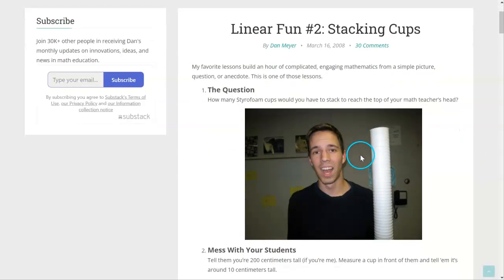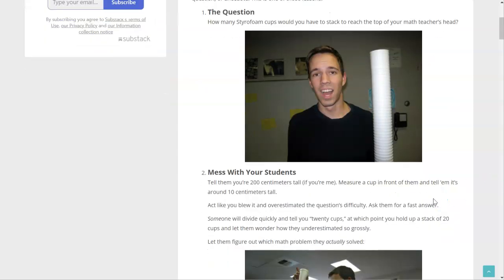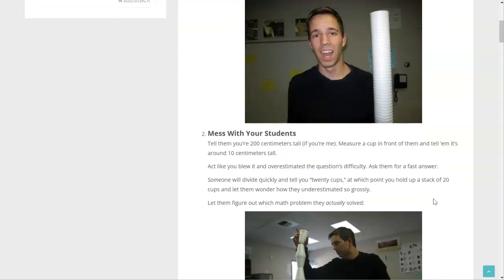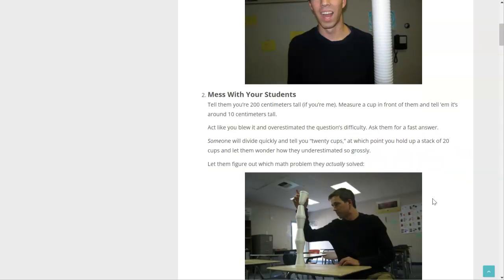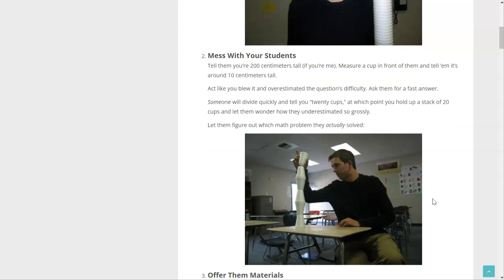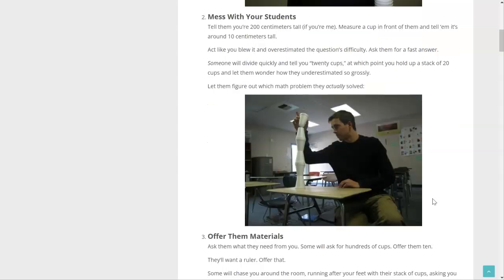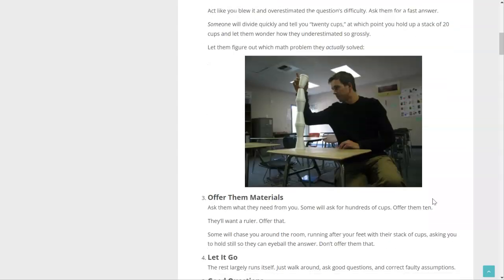But he would basically do something to get the kids' attention, and he has this stack of cups. How many of these to get to my height? And so you could ask something like that. You could ask how many to get to the height of something they can't actually see, like the top of the Empire State Building or the Statue of Liberty or something like that. So you could create something of your own out of this if you want.